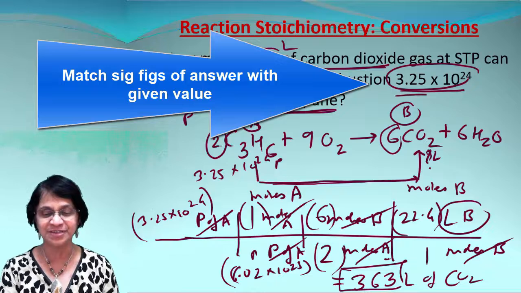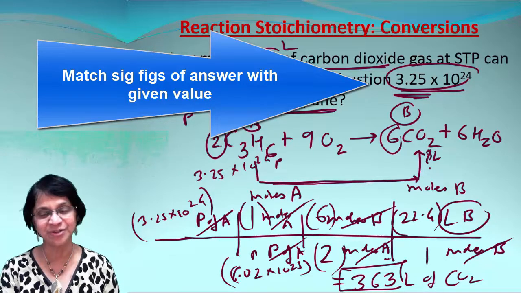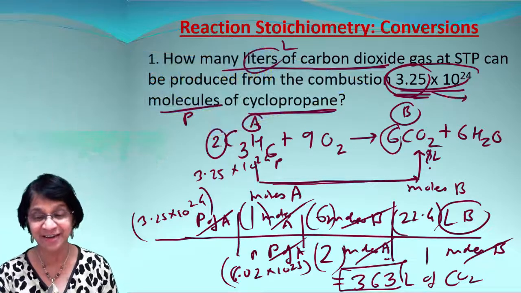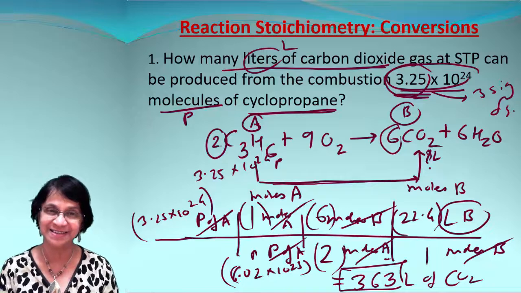That goes back to sig figs. 3.25 times 10 to the 24, the sig figs go with that 3.25. And how many sig figs you got there? You got exactly 3 sig figs. So your answer is also rounded to 3 sig figs.